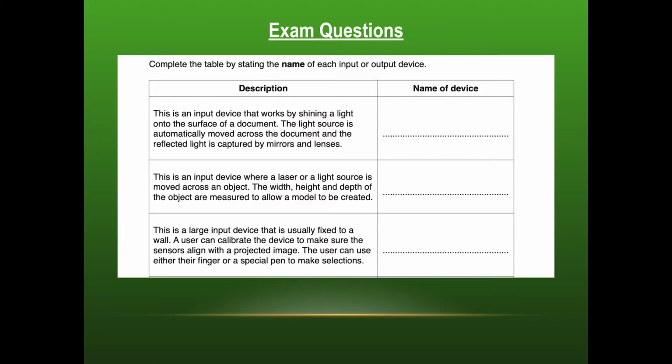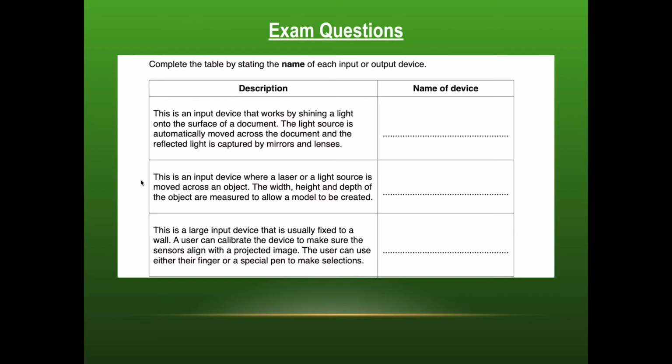us to identify. So the second answer says this is an input device where a laser or light source is moved across an object. The width, height, and depth of the object are measured to allow a model to be created. So both of these are talking about light, the shining of light. One is light and one is a laser. Next, it also mentions the surface of a document, whereas the other one is listing a move across an object.